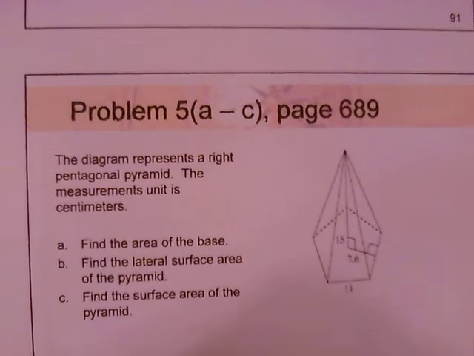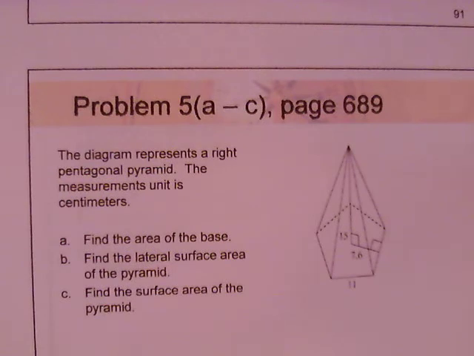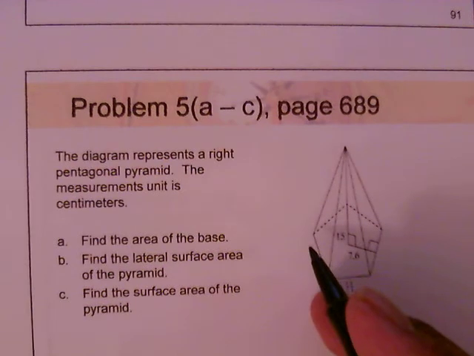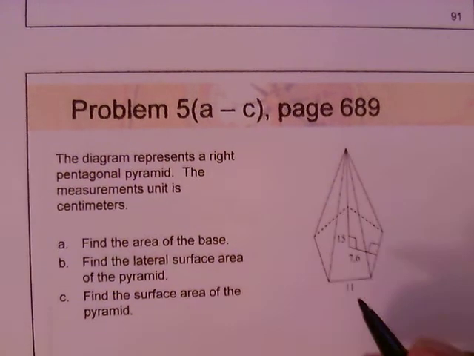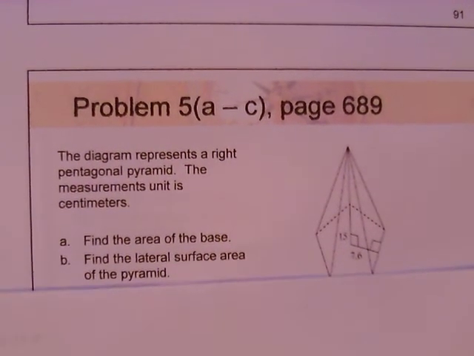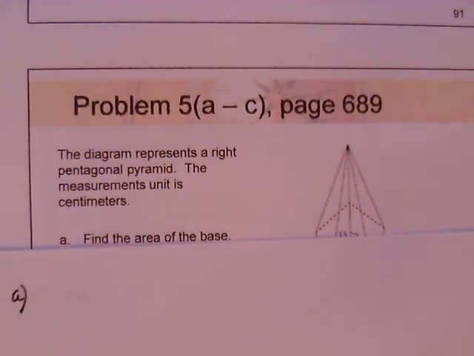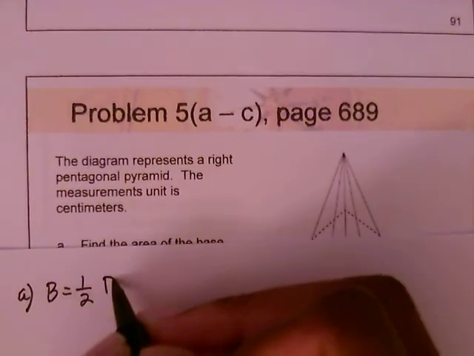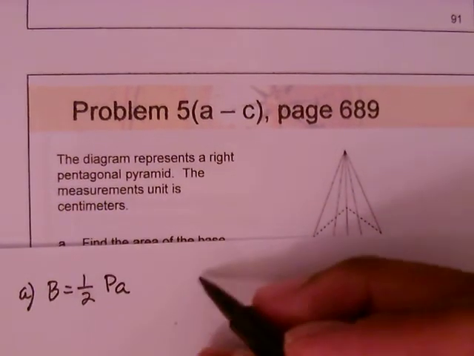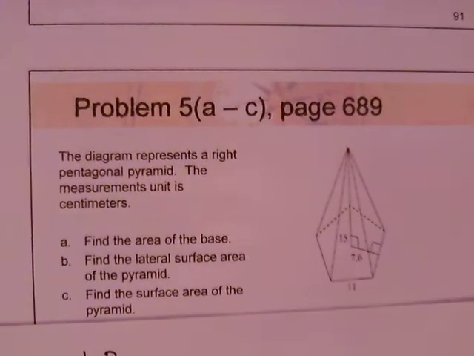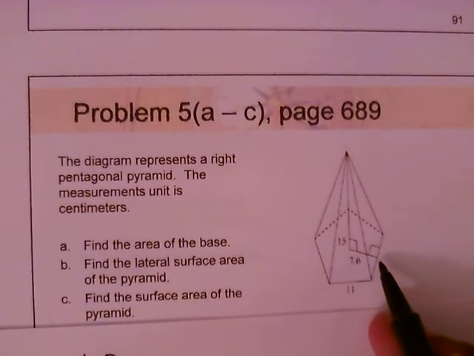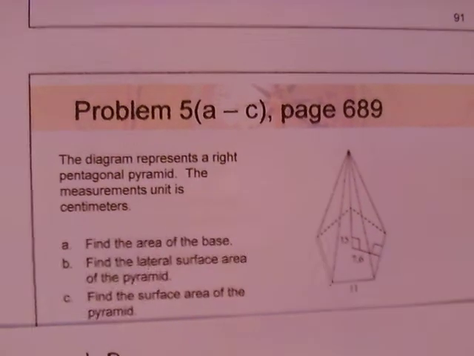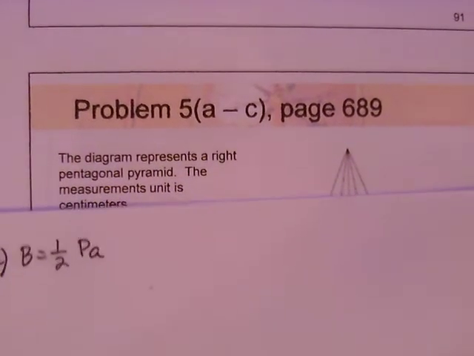Now, let's look at what we have here. The base is a pentagon, 5 sides. So here to find the area of that base, we have to use this formula. B is equal to 1/2 P times A. Well, I know what A is. That's the apothem. That's from the center to being perpendicular to a side. That's 7.6. So your A is 7.6.